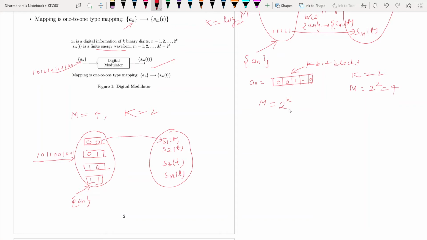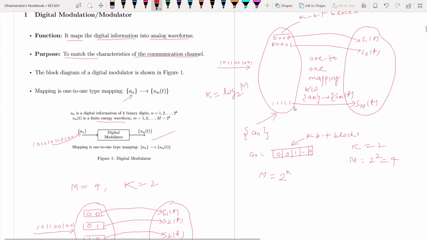So we will assign 00 to the s_1(t) waveform. 01 is mapped to the s_2(t) waveform. 10 is mapped to s_3(t). 11 is mapped to s_4(t). This is M equal to 4. So this is the function of a digital modulator.